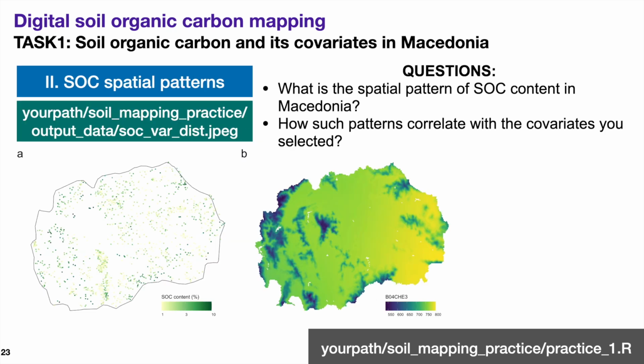The second figure you will generate from this exercise shows the spatial distribution of soil carbon content in Macedonia, and at the same time the gridded map of the environmental variable you selected in the CarboTrain interface. And I also have two questions for you here. You may first describe the spatial patterns of the soil carbon content and try to discuss how the spatial patterns of soil carbon may correlate with the environmental variables you selected.